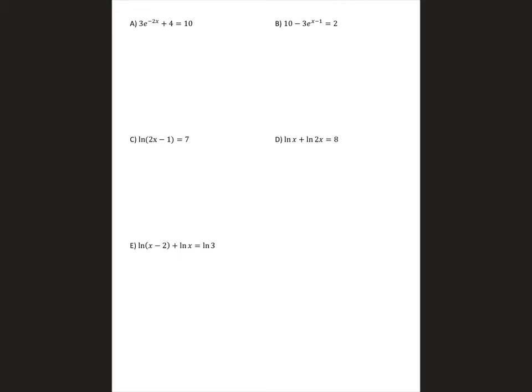So hopefully you had a chance to work on these 5 problems. Let's look at example A. We have 3e raised to the negative 2x plus 4 equals 10, and I need to solve for x. So first step, I'm going to subtract 4, and I get 3e to the negative 2x equals 6. Now I need to get rid of this 3 that's being multiplied in front, so I'm going to divide by 3. And now I get e to the negative 2x equals 2.